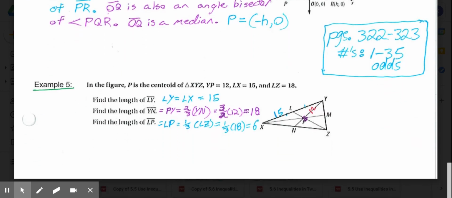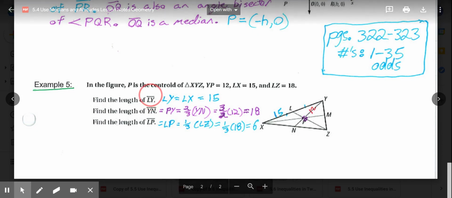And then our last piece. In the figure, P is the centroid of XYZ. So P here is the centroid of triangle XYZ. And then they give us some info. They tell us the distance from Y to P is 12. They tell us this piece, LX, is 15. And they tell us LZ, going all the way across here, is 18. So find the length of LY.